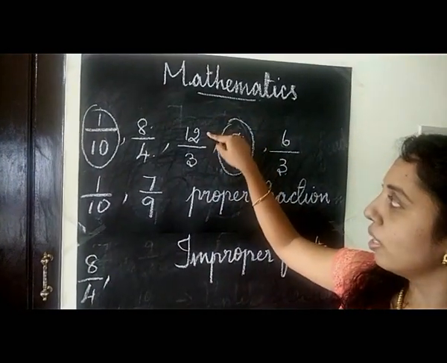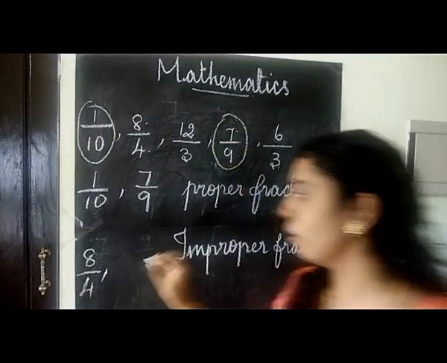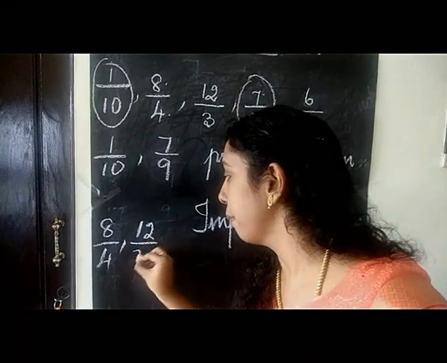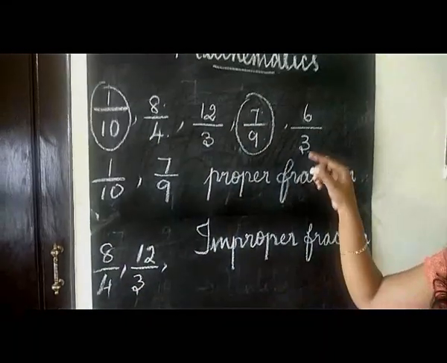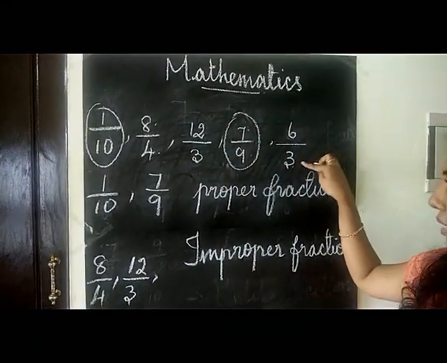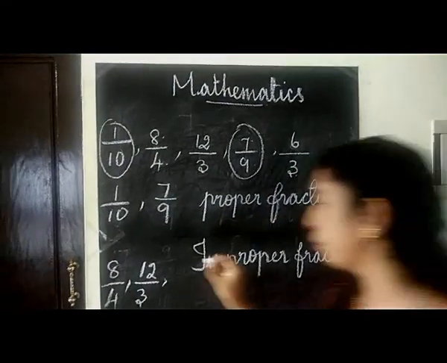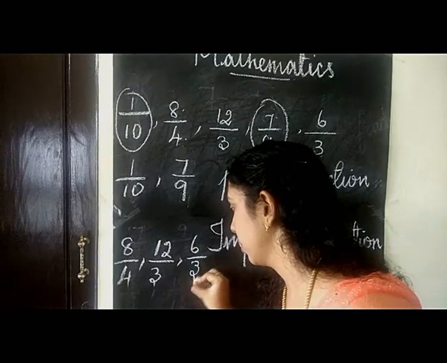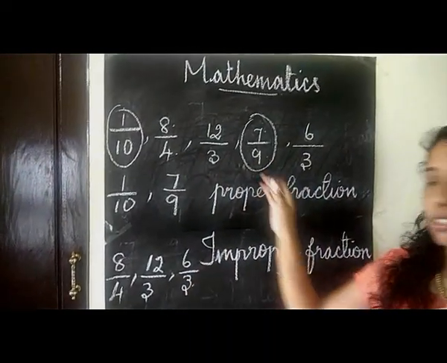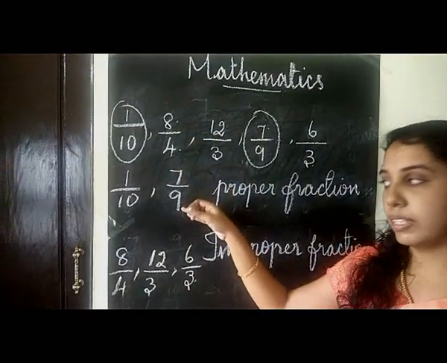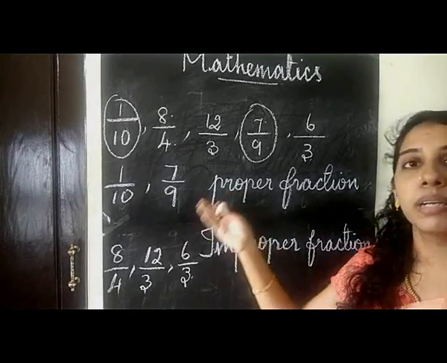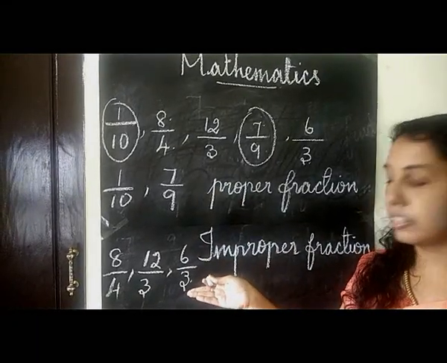This 12 is greater than 3. So this 12 by 3 is improper fraction. Next 6 by 3. 6 is greater than 3. So 6 by 3 is improper fraction. So proper fraction means numerator is less than the denominator. Improper fraction means numerator is greater than the denominator. Are you clear?